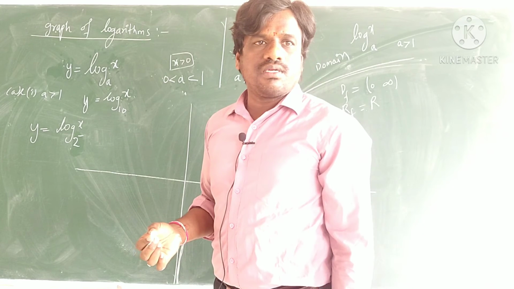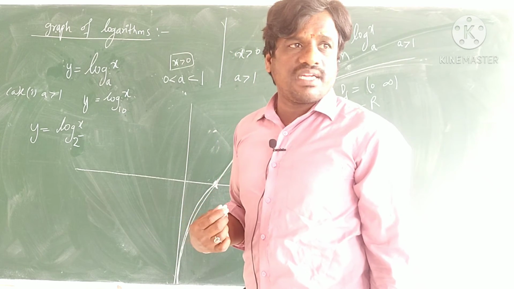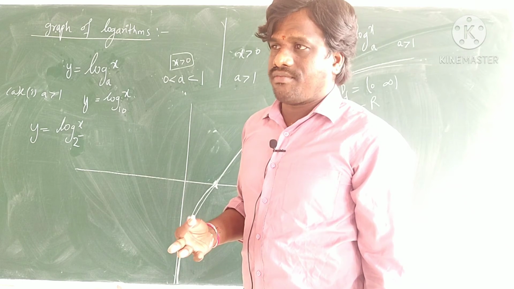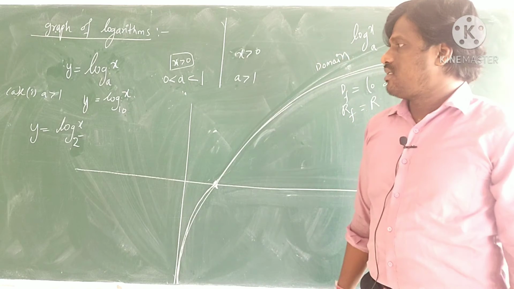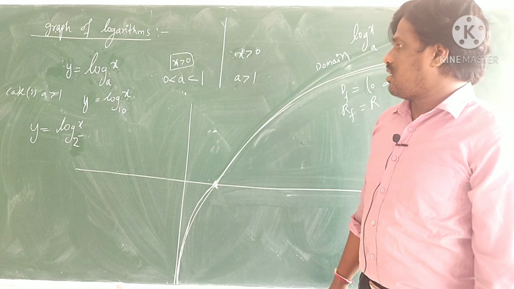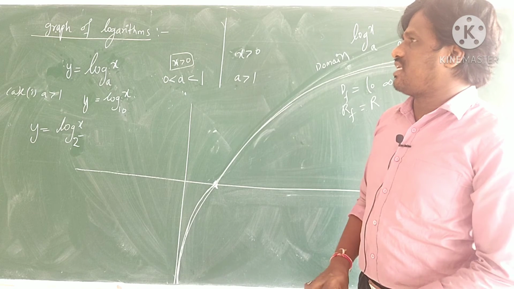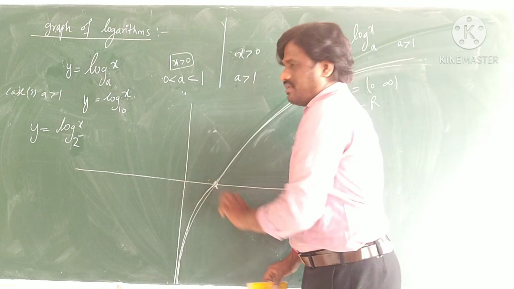1 by 2 is nothing but 2 power minus 1, right? Even I can take 1 by 10 also. Okay, 1 by 10 also I can take. Now keep the x. Now if x is, suppose, I'll take 0 to 1 between.